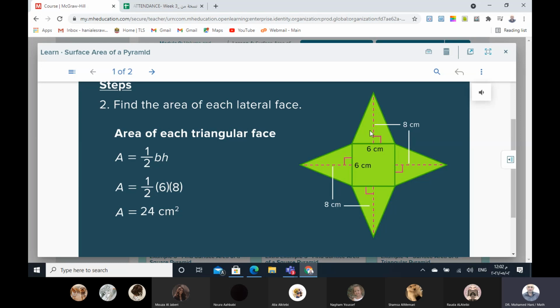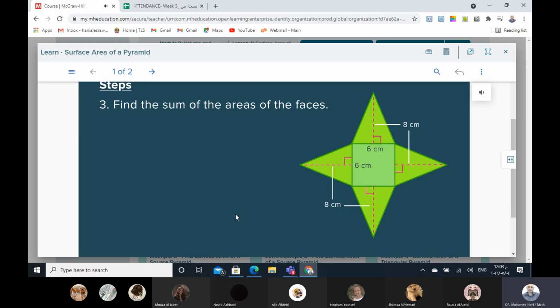But here we have 4 congruent triangle faces or lateral faces. So we can write here this area plus this area plus this area plus this area plus the area of the base.